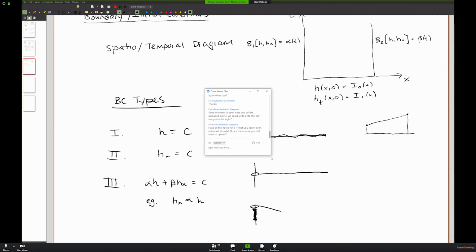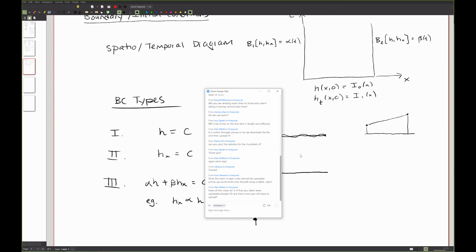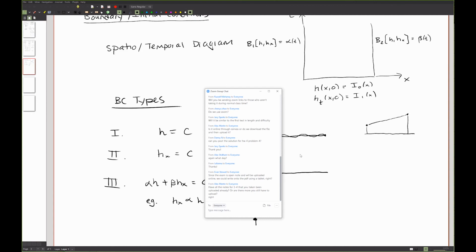Do you have all the notes? Yes. The only one that's not uploaded is today's, and I can upload those, but that's not on the exam. So all the notes for 3 and 4 have already been uploaded. It's possible that I forgot to upload the last one, but I thought I remember doing it. I'll double check.